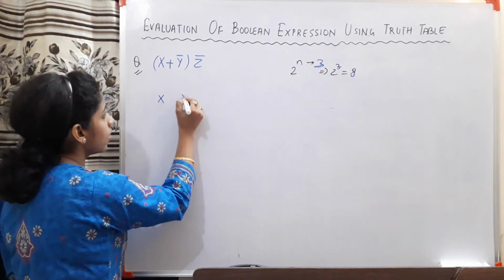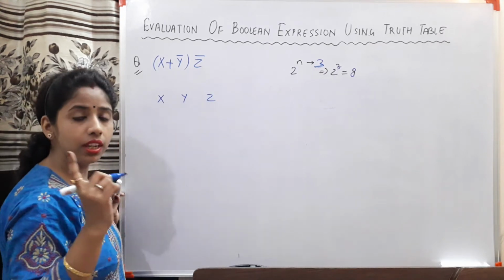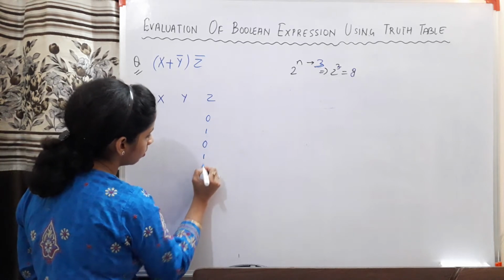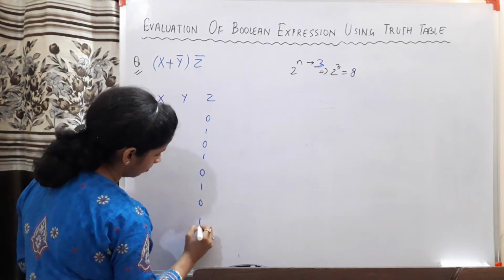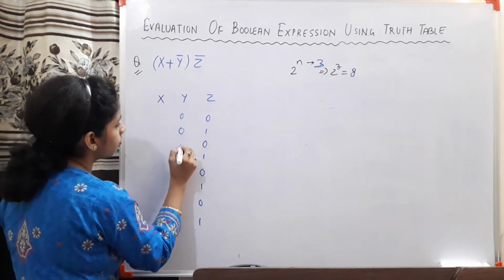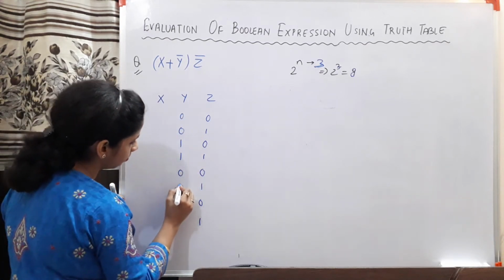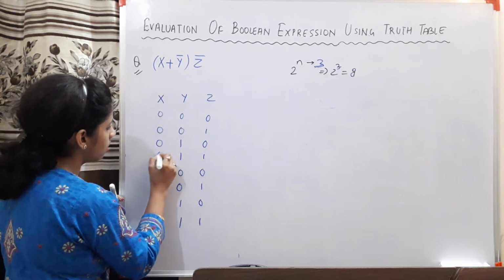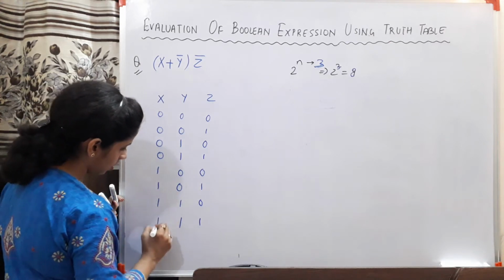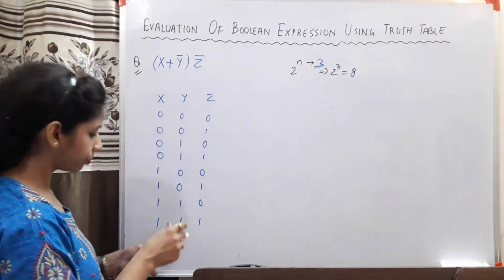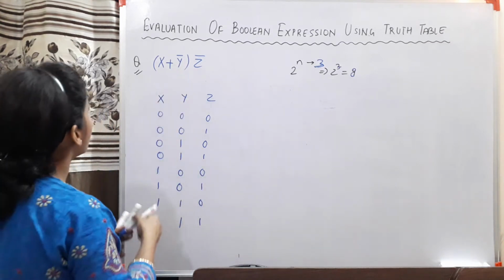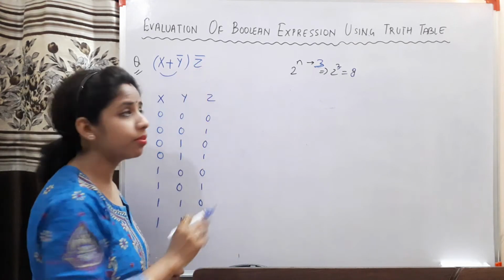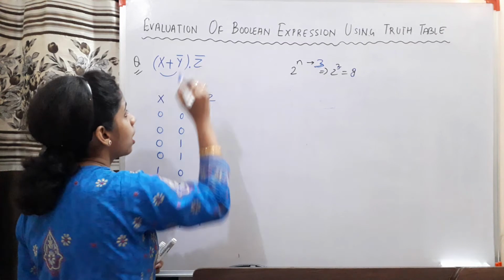We will take 3 variables x, y and z, and there will be 8 combinations. So in the last column 1 0 1 1 8 times. In the second last column 2 zeros, 2 ones. In the third last column 4 zeros, 4 ones. Okay, now to solve this question, I need to first solve this term, and after this I solve this term, and then I AND these two terms, because here we have dot.